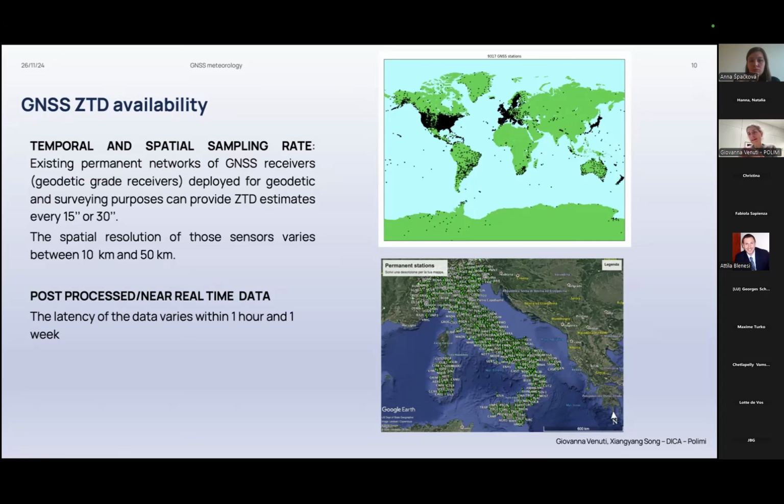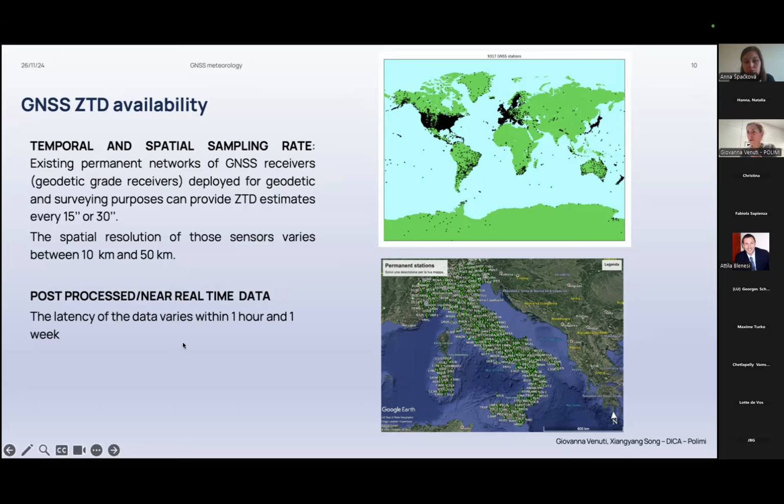So this gives you an idea of the spatial sampling of the atmosphere that we can obtain from existing infrastructure. And this ranges from 10 kilometers to 15 kilometers in Europe, 10 kilometers in Japan and North America. The point is that this is not evenly distributed. These networks are completely missing in Africa, for instance, or there are networks, but they are not making the data available for free and continuously. They are not guaranteed. This is the situation in Italy.